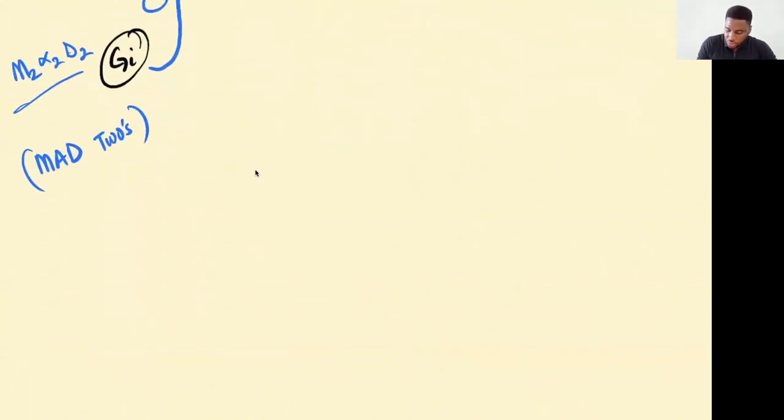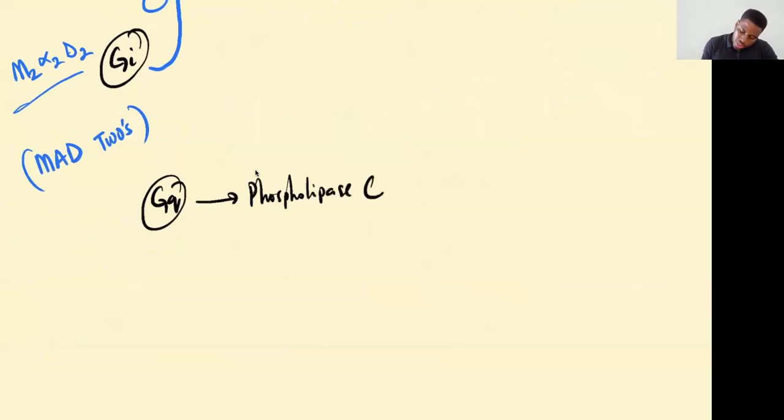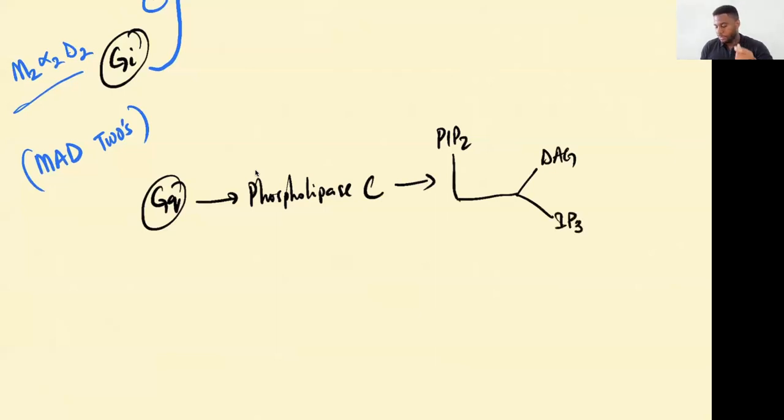Finally, we have GQ receptors. GQ receptor activates the enzyme phospholipase C. It activates phospholipase C, and phospholipase C in turn converts PIP2 to two products. It converts PIP2 to DAG, diacylglycerol, and inositol triphosphate, IP3. You want to know that.